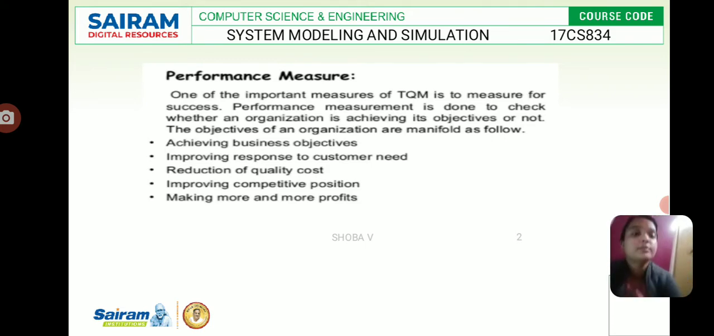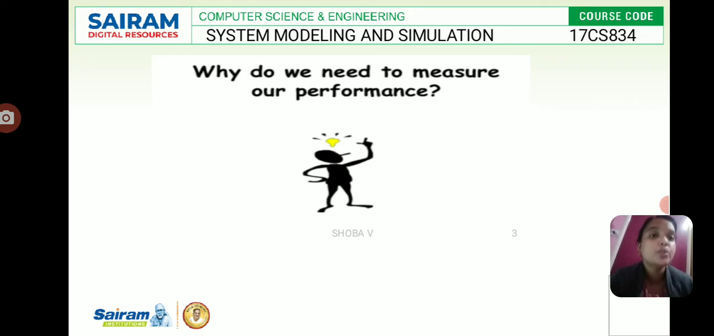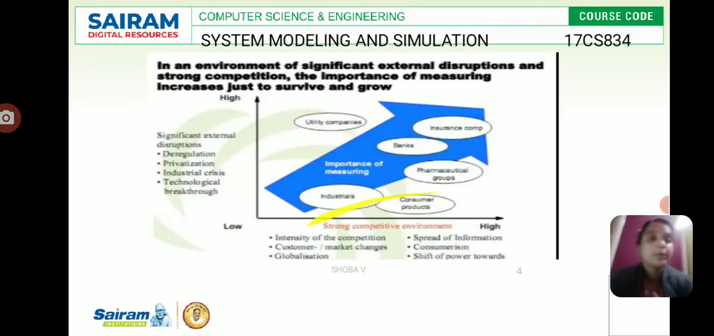Now we can move on. Why do we need to measure our performance? We have to measure our performance based on what-if questions or any comments based on our self descriptions. We have to measure it because simulation output is sometimes inaccurate or inappropriate, so we have to go for the measure of performance. Based on those parameters, we can improve our project.